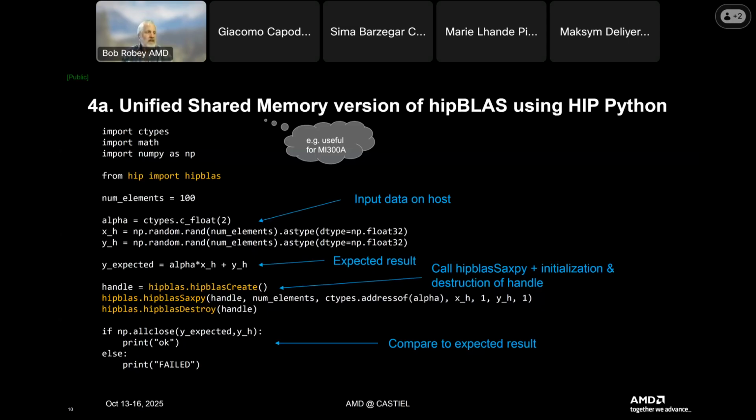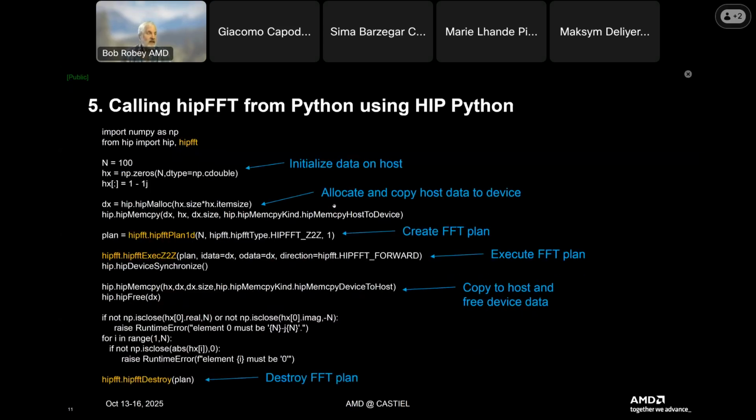Okay, the next one. So we've seen how we can call a BLAS function, and BLAS functions can be very useful, but one of the other really common routines to call is FFTs. And so you can create your FFT plan. This is showing the discrete memory movement. So we're allocating the memory and copying it. And then we're going to copy the memory back and destroy our plan.